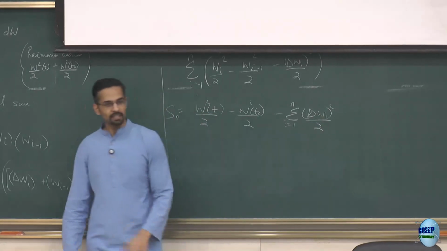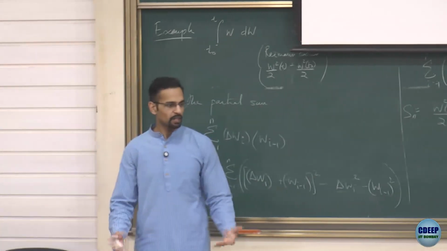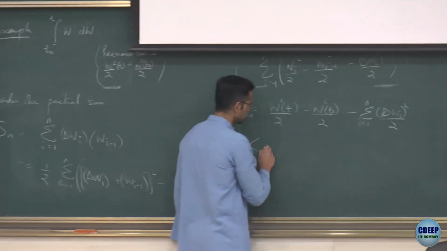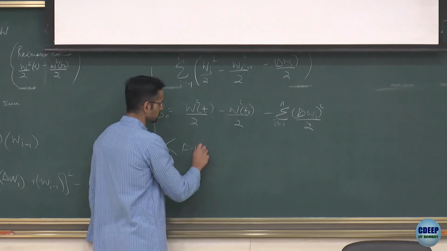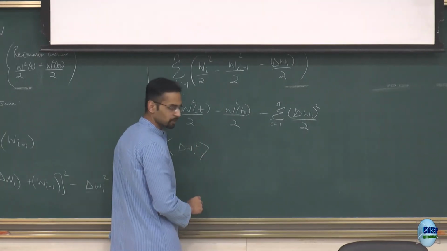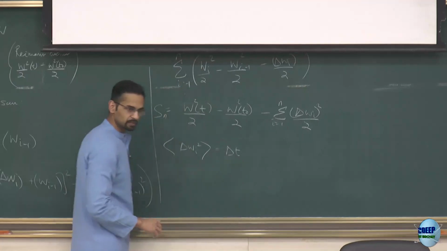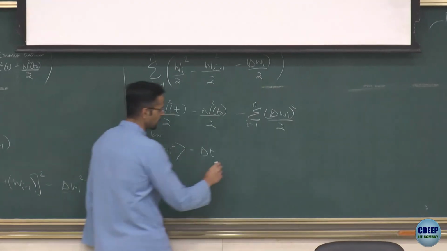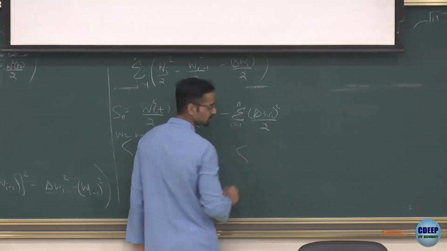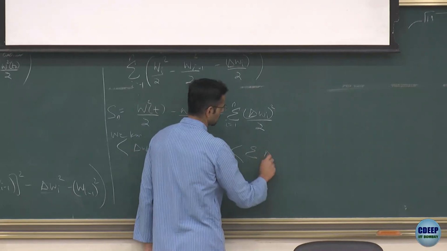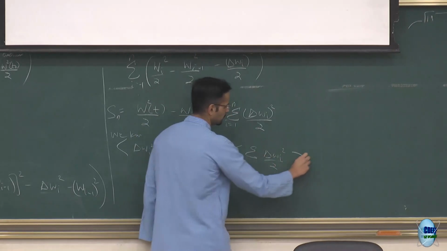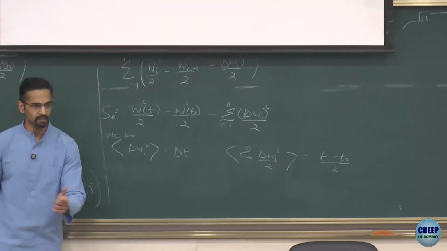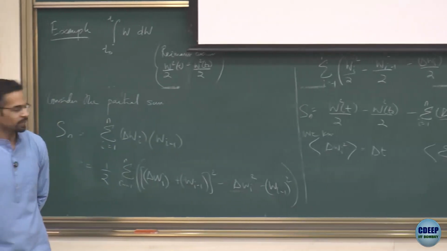Because delta w does not go as dt. Delta w squared is not like dt squared. In fact, what do we know? We know that the mean of delta w squared is delta t. This we know, correct? And therefore, we know that the mean of this stuff is going to be t minus t naught, because it will become a summation of the delta t's. So it will be the full time interval by 2.